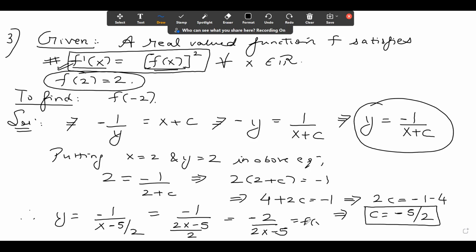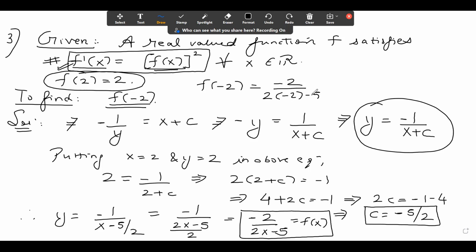This is my function f of x, -2 upon 2x minus 5. Okay, now we need to find out f of -2, right? That was our objective, to find out f of -2. So what will f of -2 be? f of -2 will be -2 upon 2 times -2 minus 5, which is -2 upon -4 minus 5, which is -2 upon -9, which is 2/9. So the final answer for this question is 2/9.